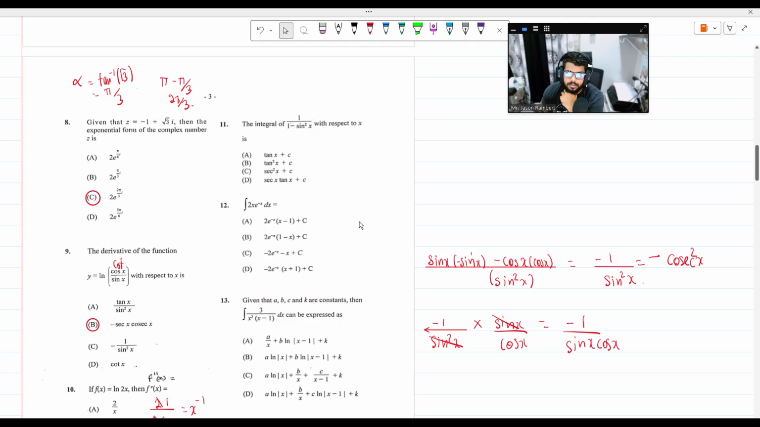The integral of 1 over 1 minus sine squared x with respect to x is, well, 1 minus sine squared is cosine squared x. So I'm integrating 1 over cos squared x dx. 1 over cos squared x is sec squared x. So I'm really integrating sec squared x dx, which is just tan x plus c.